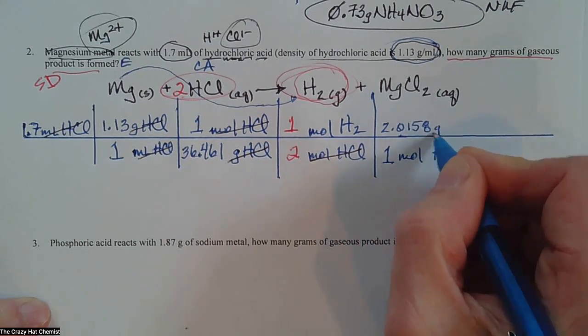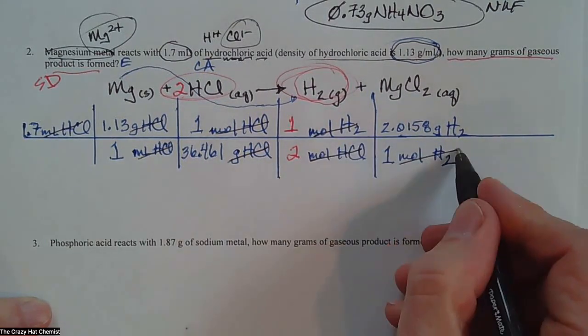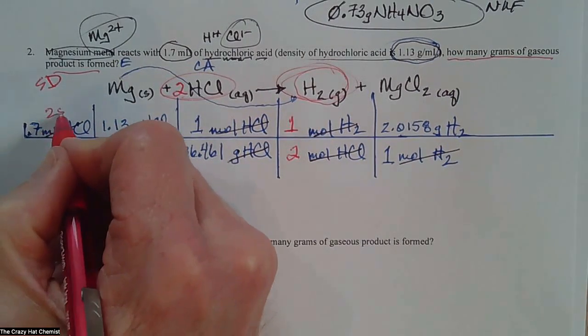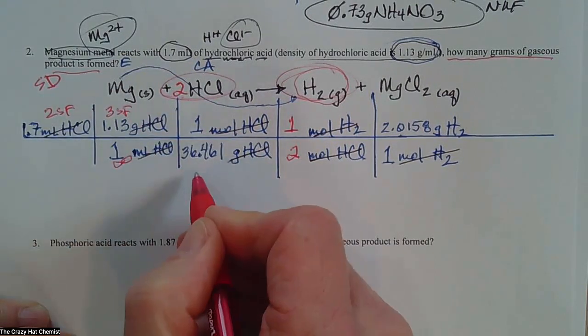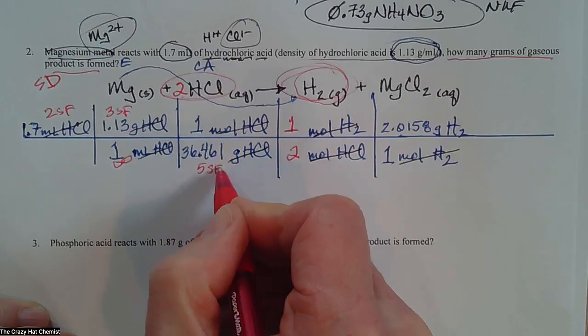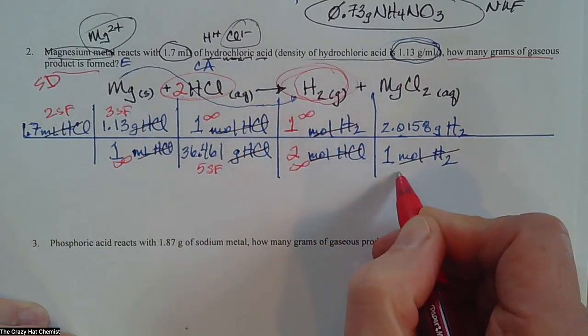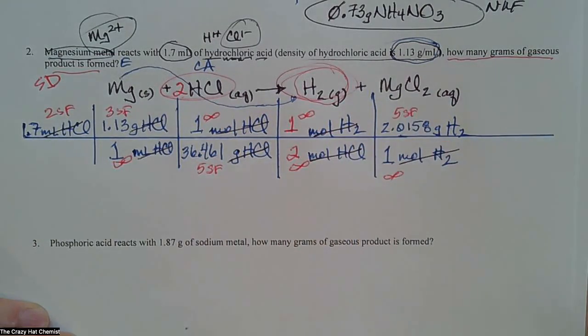That's 2.0158 grams of H2. This enables me to cancel out the moles of H2. I'm going to be looking at my significant figures, and I have 2 significant figures, 3 significant figures, infinite significant figures, 5 significant figures, infinite, infinite, infinite, infinite, and 5 significant figures. So the fewest number of significant figures I have on this problem are 2.